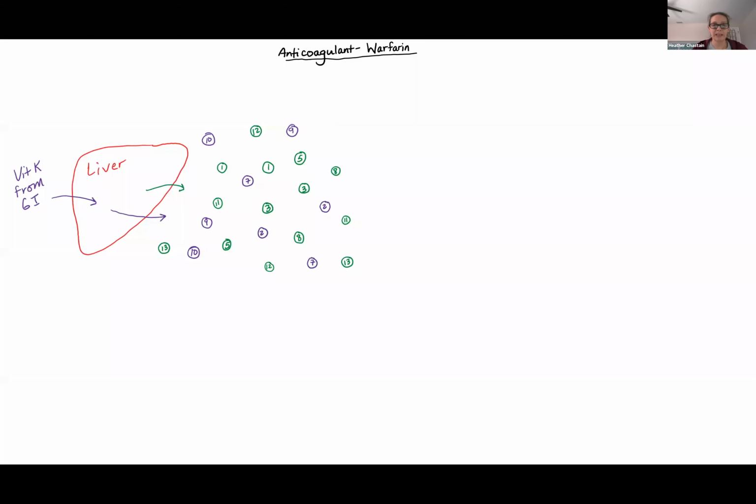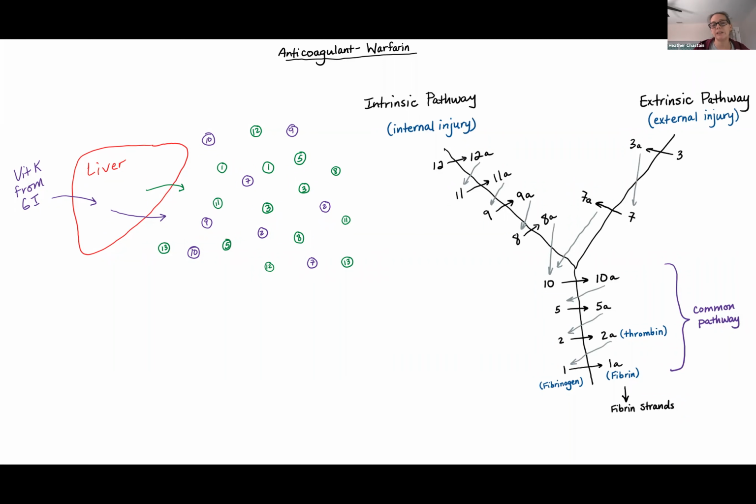Okay, so the first anticoagulant we're going to talk about is warfarin, okay? So we're going to use our two diagrams. We have our liver making the factors, and we have our intrinsic and extrinsic pathways, so our coagulation cascade. And now we're ready to see how this works, okay? So first, warfarin is going to inhibit the synthesis of vitamin K in the GI tract. So that's really significant. That's the only thing warfarin does, is it inhibits synthesis of vitamin K in the GI tract. Why is that important?